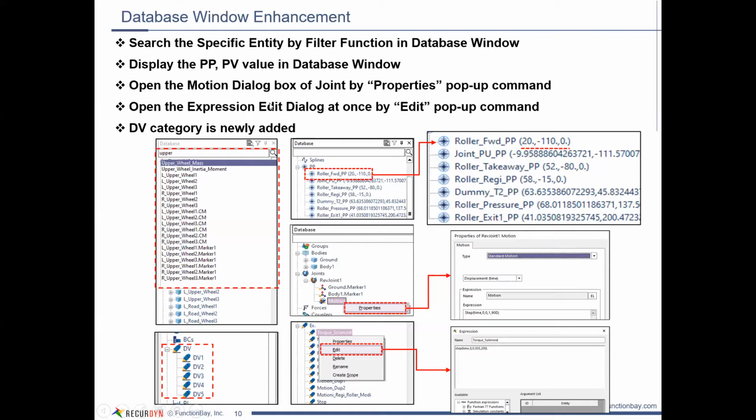Likewise, you can open the expression edit dialog box with the edit command with any of the entities that are listed under expressions, and it'll take you directly to that dialog box. Also, there's now a new category for design variables. That used to be mixed in with parametric values, but now it's its own category. So that's, I think, more clear.